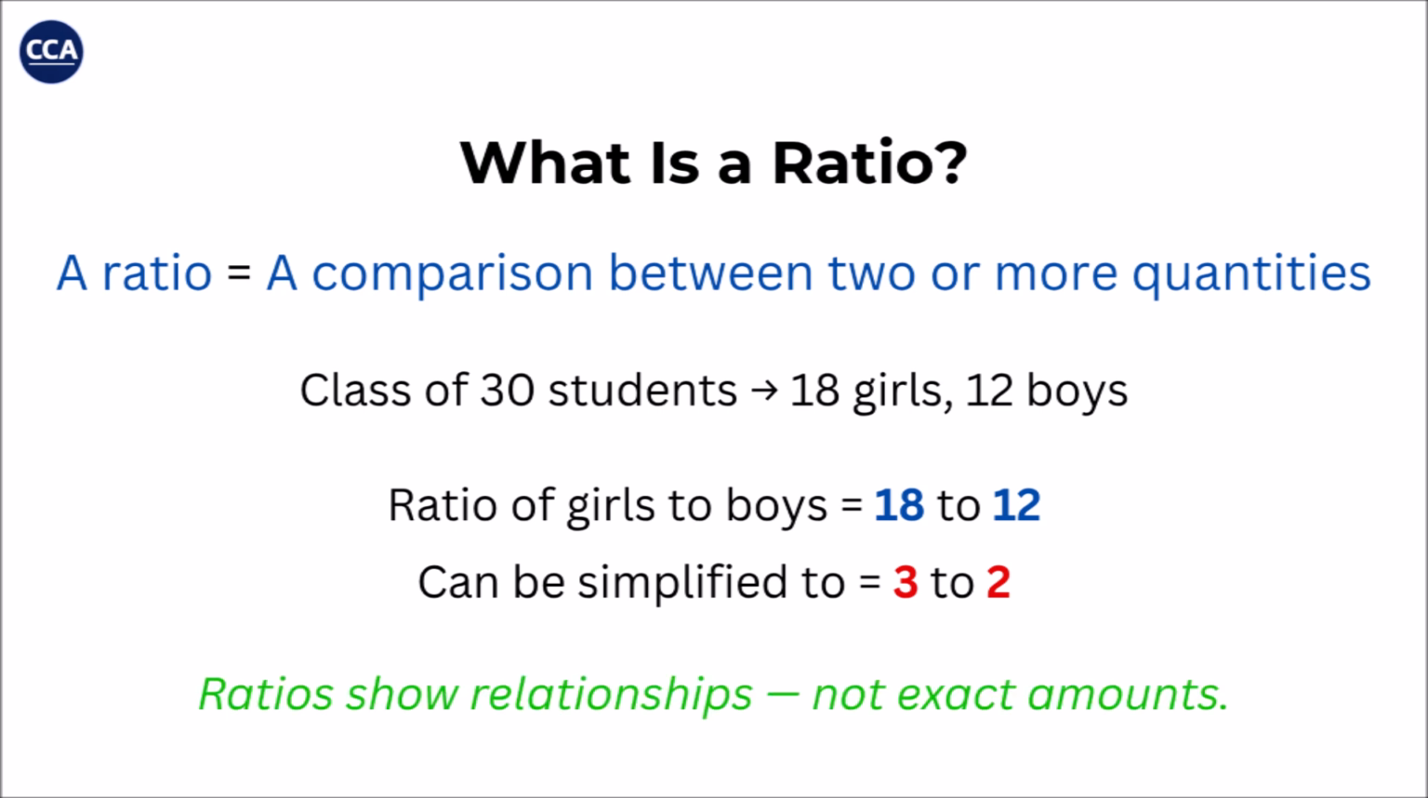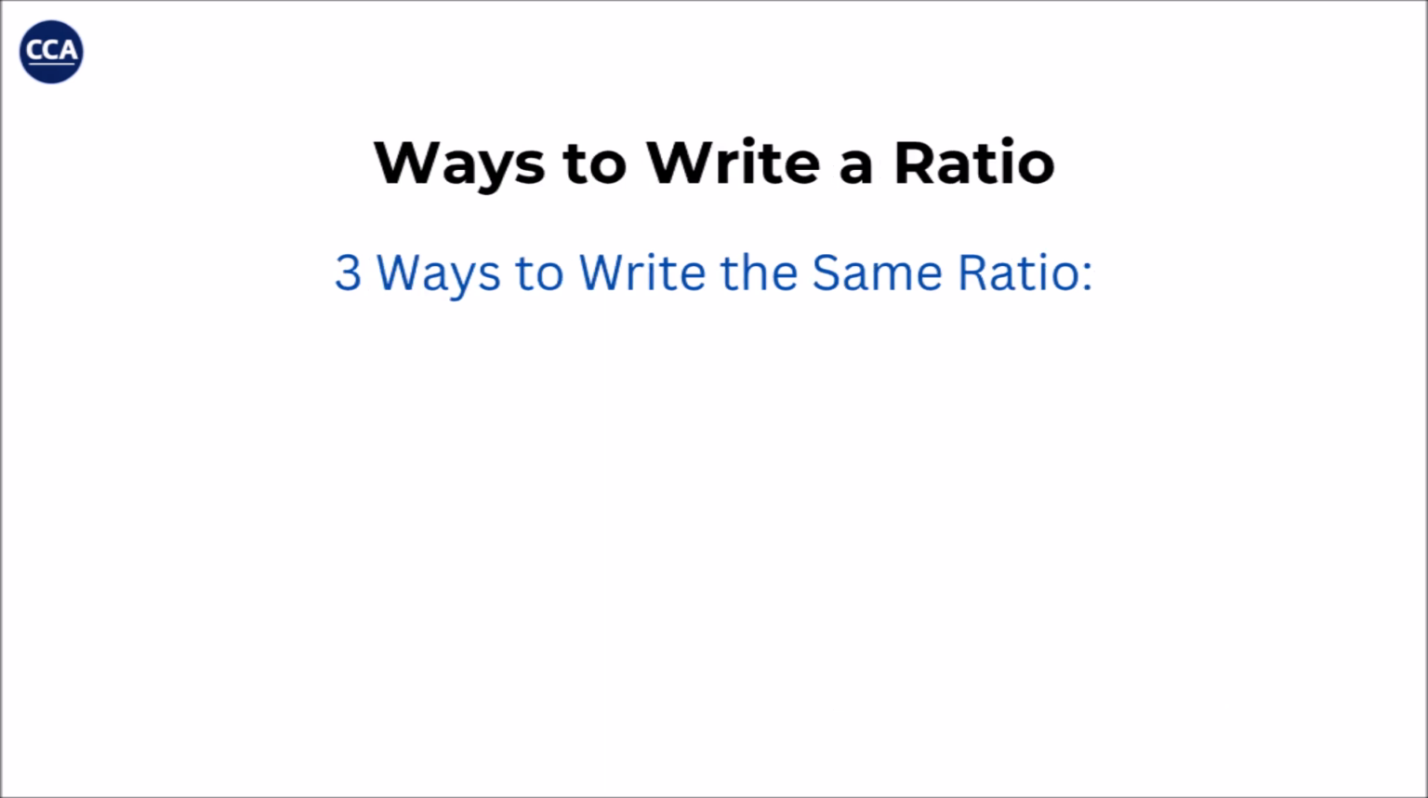That means ratios don't tell you the exact number of students. They tell you the relationship between them. There are 3 ways to write the same ratio, and you need to know all 3. Using the girls and boys example, 18 to 12. Method 1. Words. 18 to 12.